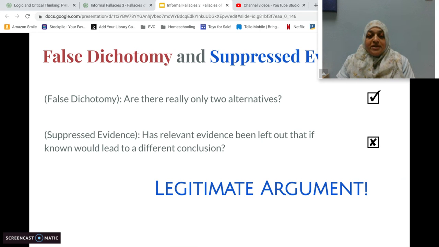So these are the 3 fallacies in this category: begging the question, false dichotomy, and suppressed evidence. After watching these videos, just take a short quiz to check your understanding of these.